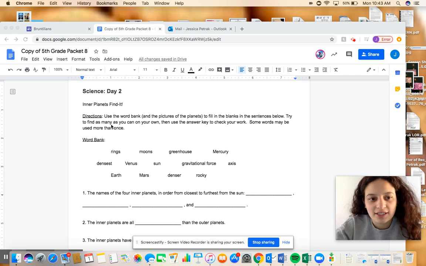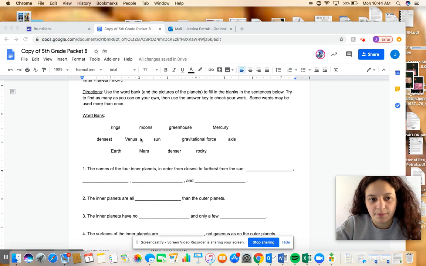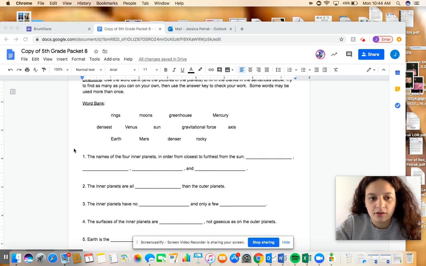Okay, Science Day 2. Use the word bank and the pictures of the planets to fill in the blanks in the sentences below. Some words may be used more than once. That's very important. Here's the word bank. Number 1. The names of the 4 inner planets in order from closest to furthest from the sun.